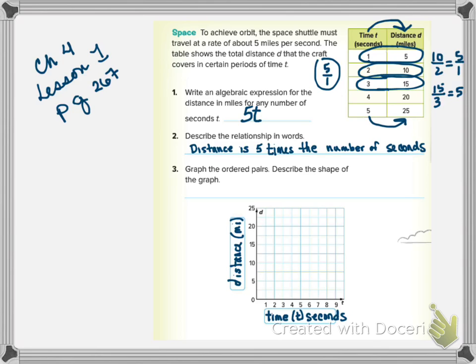And then we're just going to take a moment and graph each ordered pair. So our first ordered pair is 1, 5. So remember, you're going across and then up. And then our second ordered pair is 2, 10. And you should be adding these in on your textbook as well. And then 3, 15, 4, 20, and 5, 25.